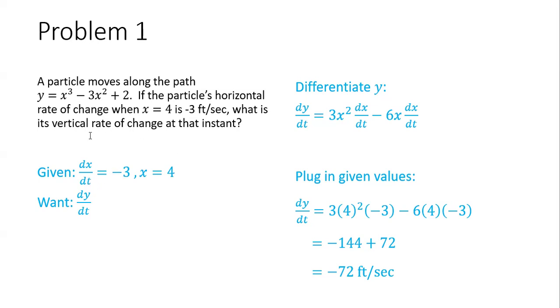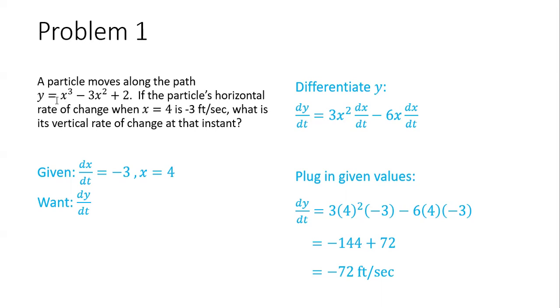Okay, and what do we want? It's asking for its vertical rate of change at that instant. So vertical rate of change, that is dy/dt. Okay, so in order to get dy/dt, we probably need an equation for y, which they give us. So let's just differentiate this. We need to implicitly differentiate here, okay? y is a function of x, but x is a function of t. So if we want to differentiate y with respect to t, we need the chain rule, essentially. Or you can just think implicit differentiation.